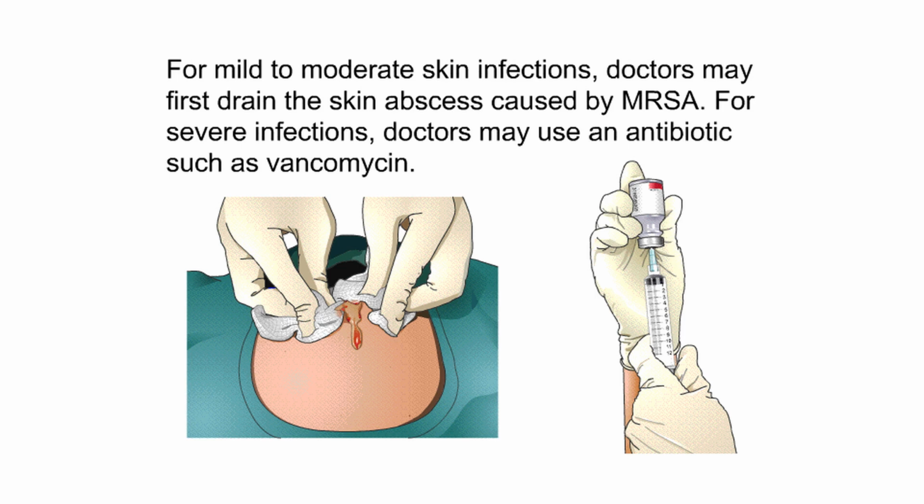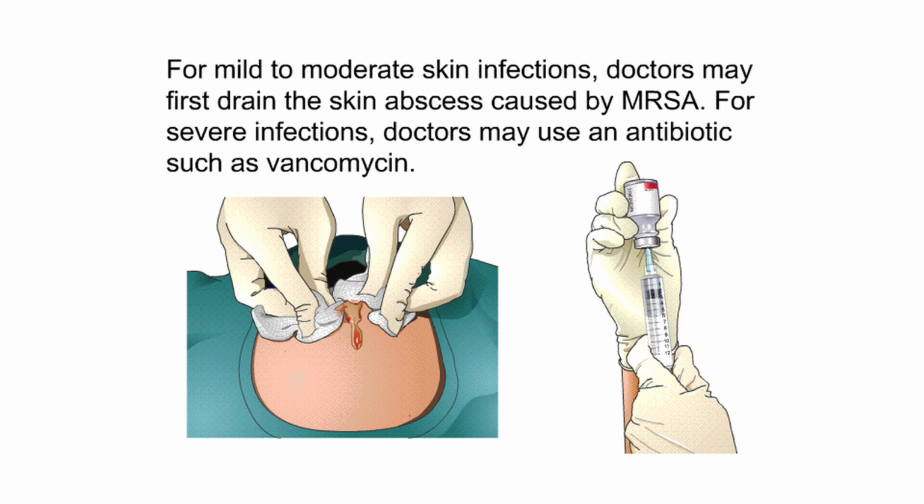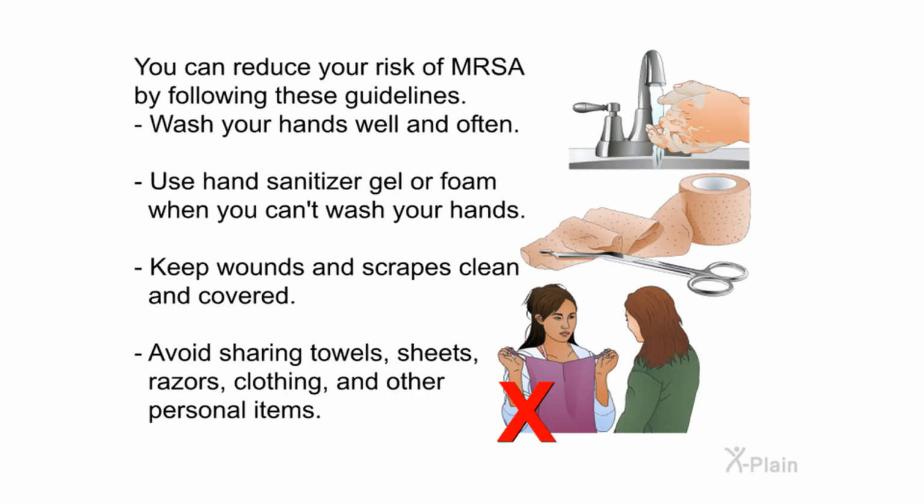For mild to moderate skin infections, doctors may first drain the skin abscess caused by MRSA. For severe infections, doctors may use an antibiotic such as vancomycin. You can reduce your risk of MRSA by following these guidelines. Wash your hands well and often. Use hand sanitizer gel or foam when you can't wash your hands. Keep wounds and scrapes clean and covered. Avoid sharing towels, sheets, razors, clothing, and other personal items.